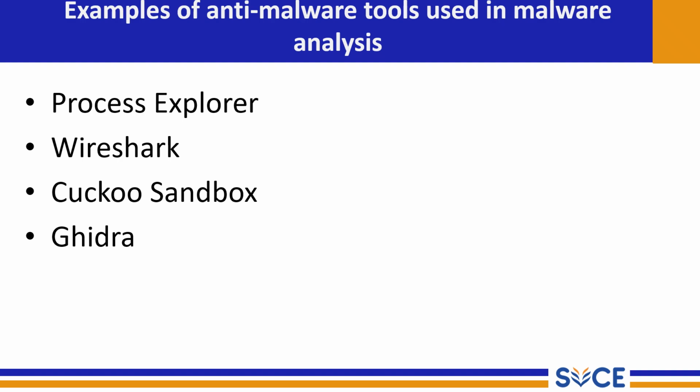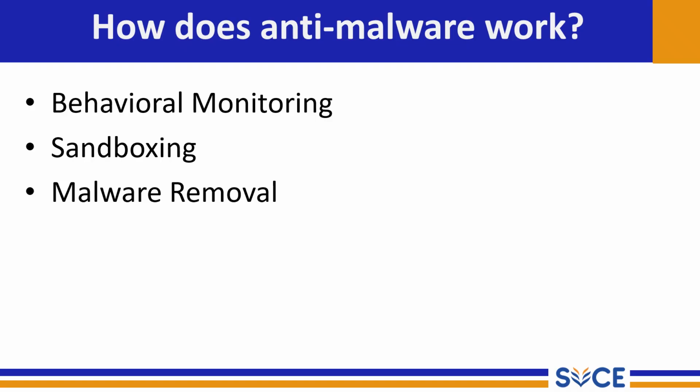So these are some of the examples of anti-malware tools. And next we will discuss how anti-malware works. There are three main techniques by which anti-malware works to protect systems or network infrastructure. The first one is behavioral monitoring, using advanced tools like heuristic analysis, which we will discuss in more detail below. Anti-malware software can monitor the behavior and characteristics of a file, identify harmful patterns and flag them, and we are able to resolve them.